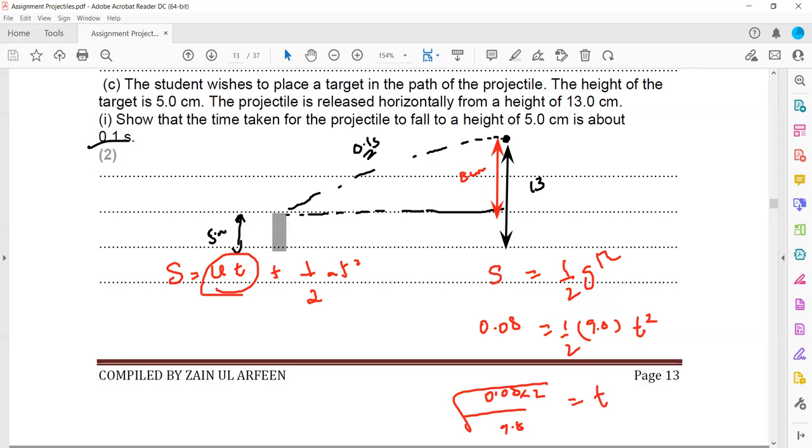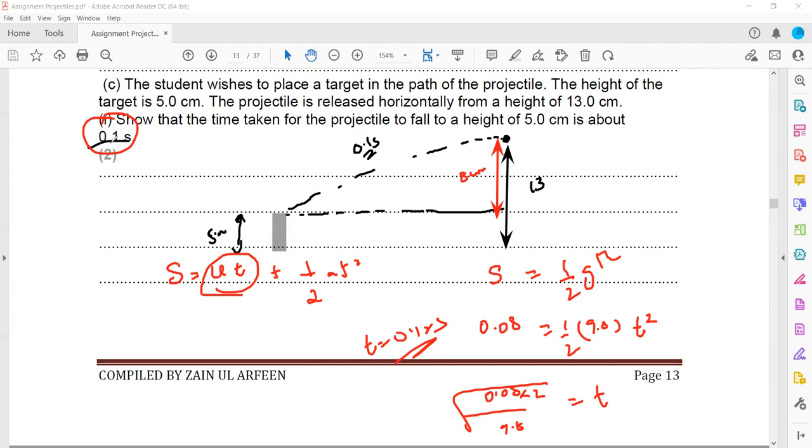How much is this in total? 0.08 times 2 divided by 9.81 in a root. It's 0.127, so 0.127 or 0.12. So time is 0.12 seconds. So that is correct. We have to show around 0.12 seconds. Is it clear at this point?